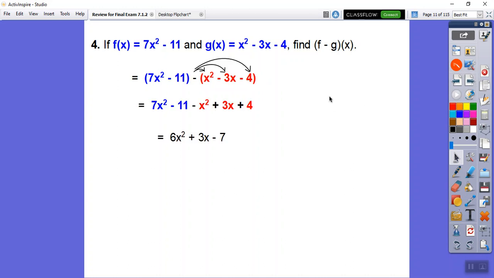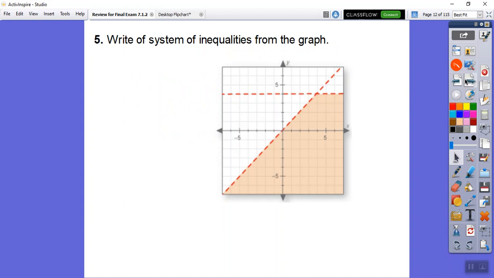So when you distribute that through and then combine like terms, the x squareds, we have 7 of them. We have minus 1 of them here. There's a 1 right there. Gets us this 6x squared. And then we have the 3x right there. And then the other like terms are these constants. Minus 11 plus 4 gets me minus 7. Okay, as long as I did my math right.